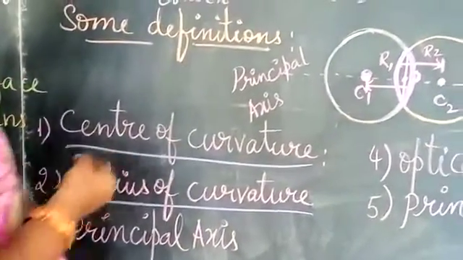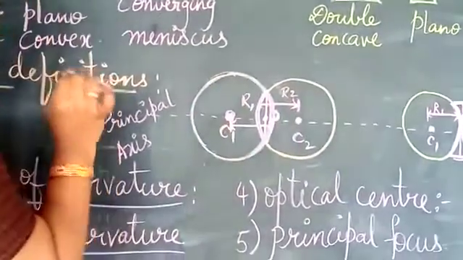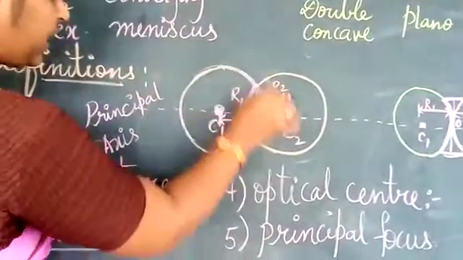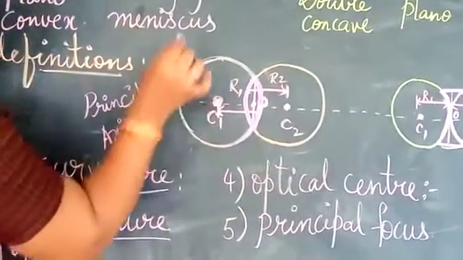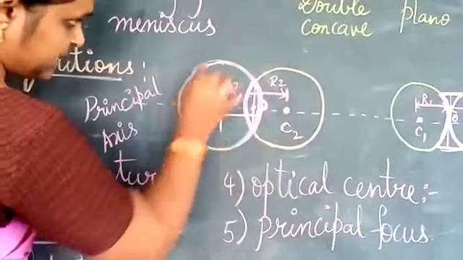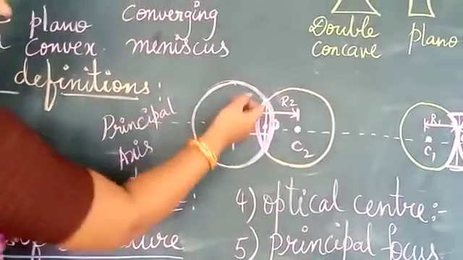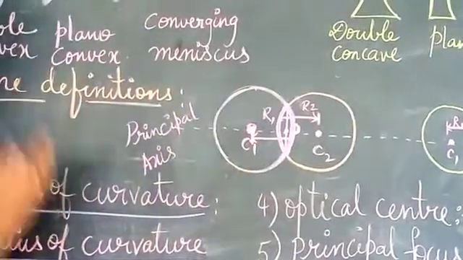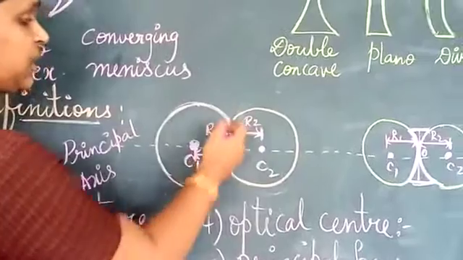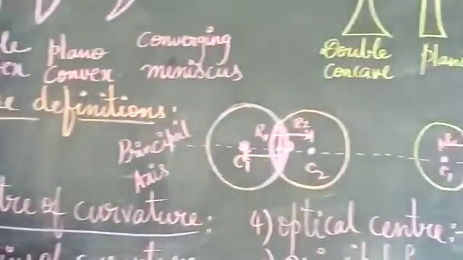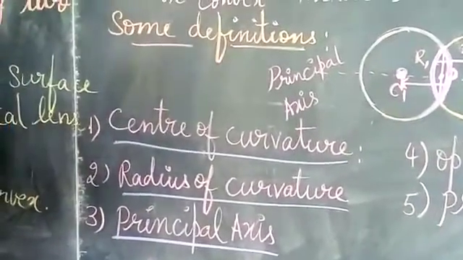So what is radius of curvature? Radius of the sphere. Radius of curvature is the same as center of curvature, that is, the radius of the sphere of which the lens is a part. Instead of center of curvature, we are keeping the word radius of curvature. That's it. So radius of curvature is the radius of the sphere of which the lens is a part.